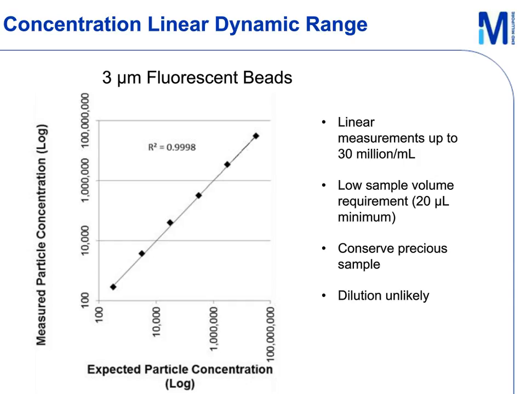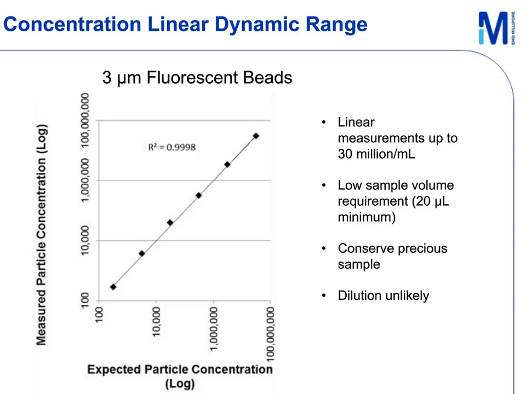Here's a graph plotting the expected particle concentration on the x-axis against the concentration of particles measured using the ImageStream on the y-axis for samples ranging in concentration from 300 to 30 million particles per mil. Excellent linearity was measured across this concentration range spanning 5 orders of magnitude, as seen by the R-squared value displayed on the plot that is very close to 1.